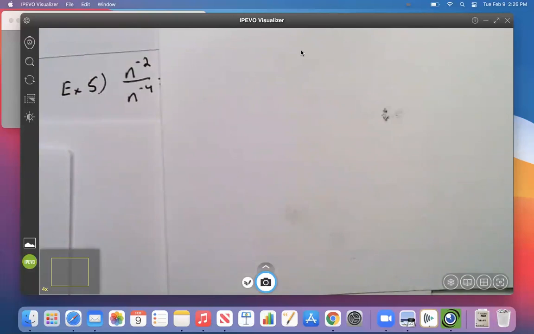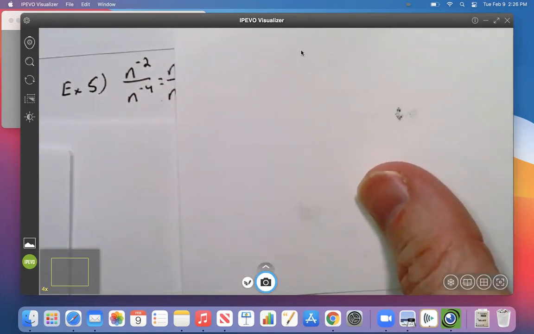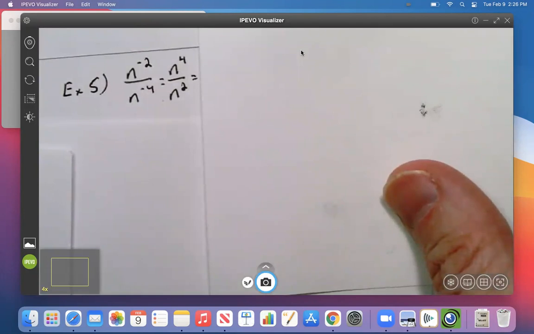Here I have n to the negative 2 over n to the negative 4. Both of these are negative exponents. Both of them need to be moved, so I just swap places. I take the negative 4, move it up, make it positive. Take the negative 2, move it down, make it positive. Now I have something like we've seen before.